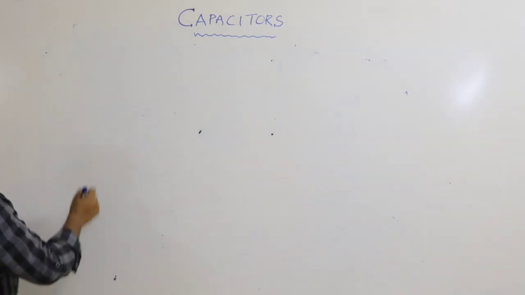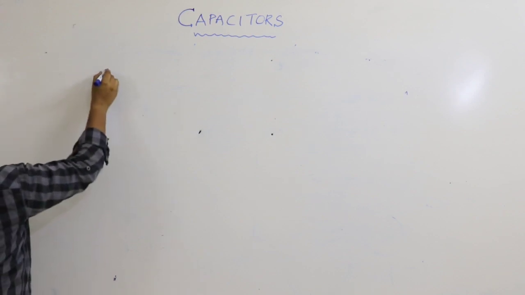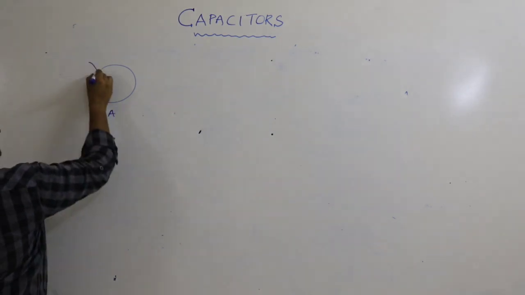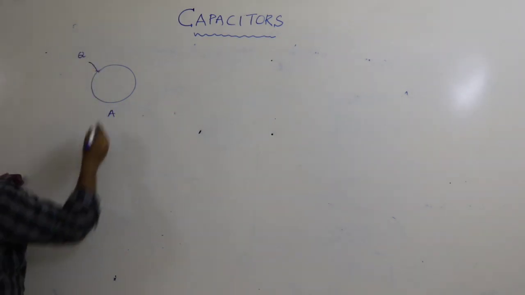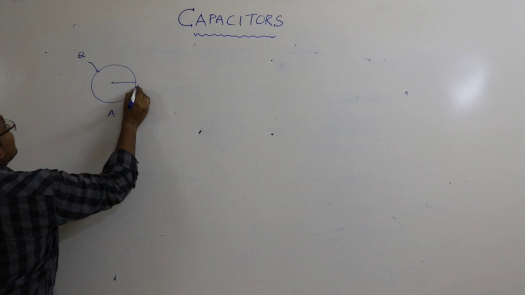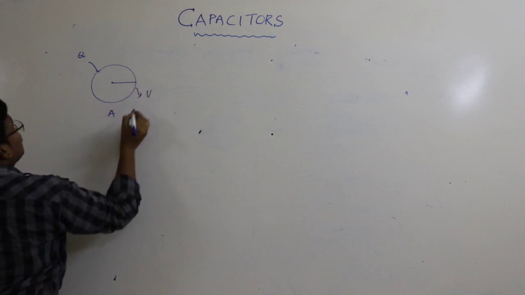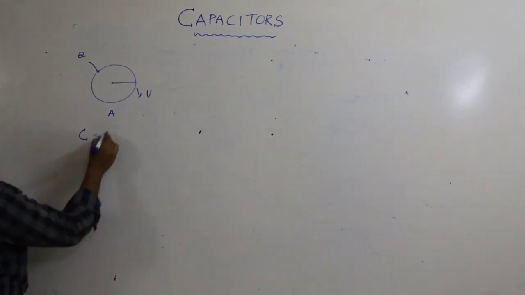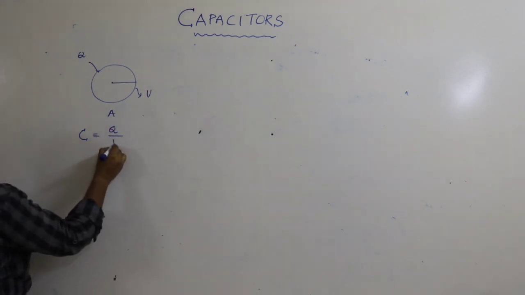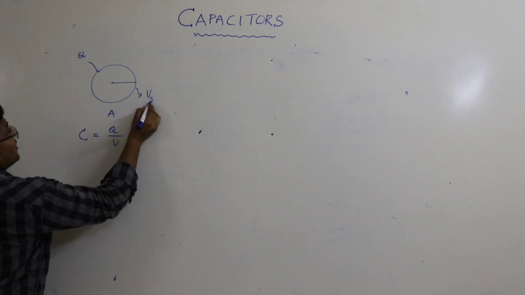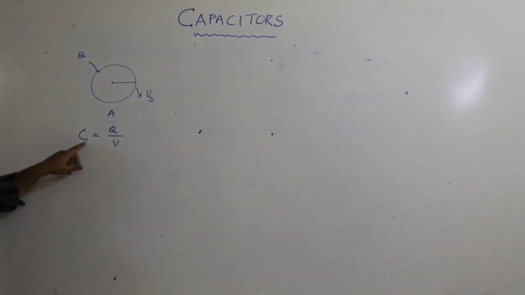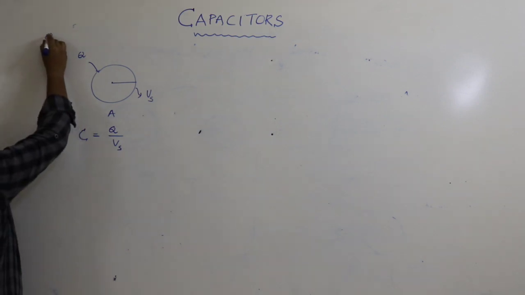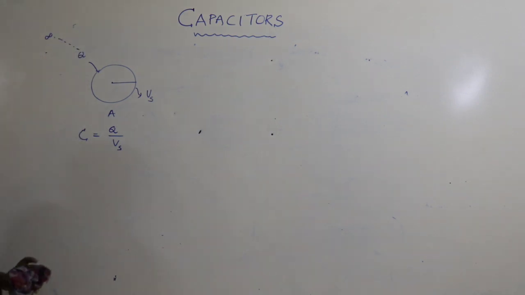For example, see, I have a conductor A and I have given some charge Q, so that this surface got the potential V. Now what is the capacitance? Simply the capacitance formula: charge is Q upon voltage is V. On the surface I will write S. So C is equal to Q upon V. We are bringing from infinity, okay, right.